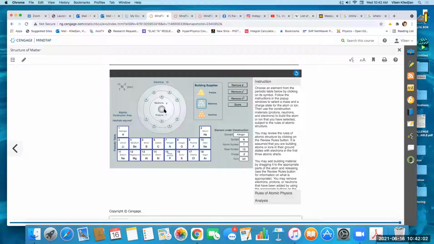So then how many do I need? Protons, no, sorry. Protons I have 7. And if it has -2, that means I should have 9 electrons. So let me take one of the electrons away. Remove an electron. There you go. Score.